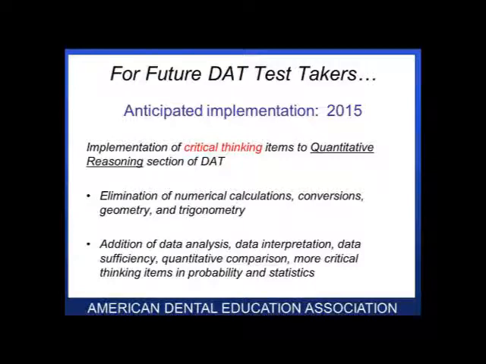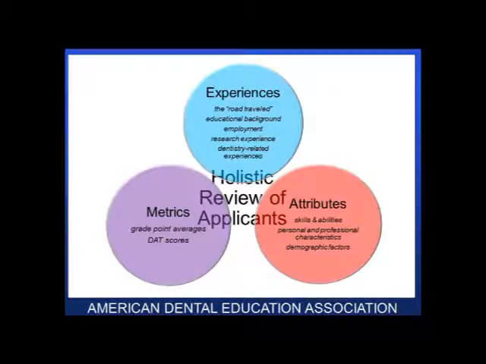The new quantitative reasoning test, starting in 2015, will feature the elimination of numerical calculations, conversion, geometry, and trigonometry, and will also feature the addition of data analysis, data interpretation, data sufficiency, quantitative comparison, and more critical thinking items in probability and statistics. Updates about this change will be made available on the ADA website as they become available.